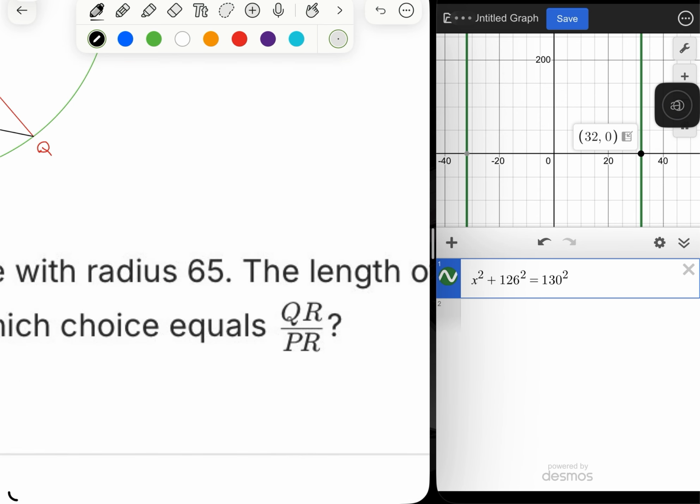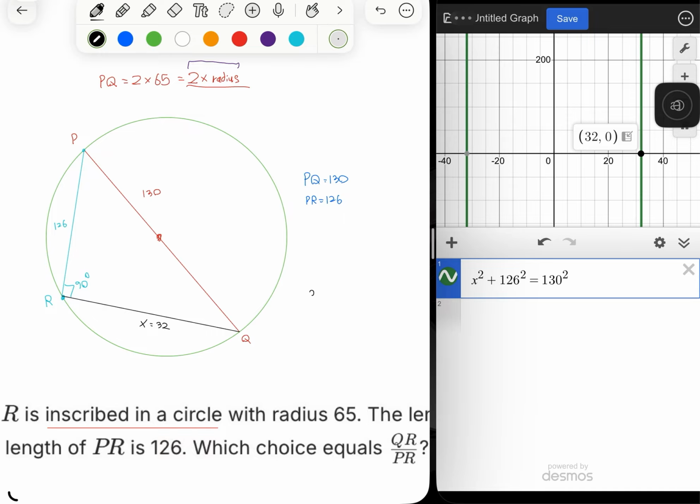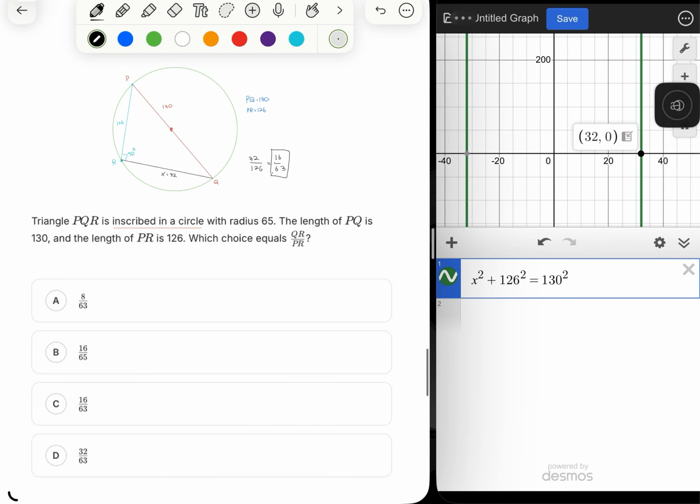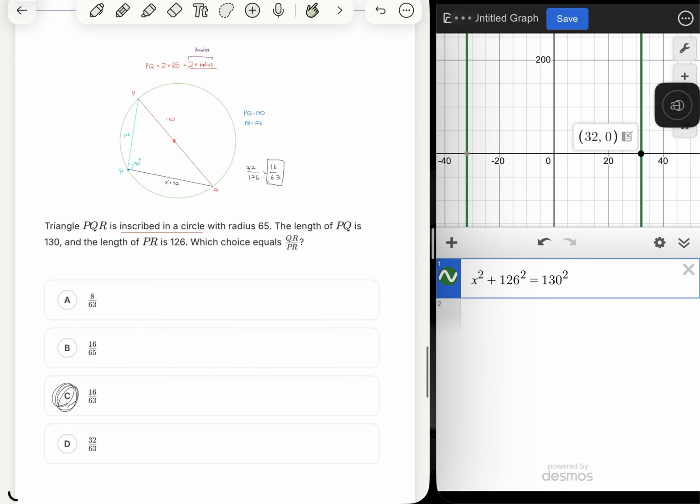So how do we find QR over PR? QR is 32, PR is 126. Simplify that, and you get 16 over 63, which gives you answer choice C as your answer. So the most important thing about this problem is to first recognize that PQ is actually the diameter of the circle. Once you do that, you also have to recognize that this is a right triangle, and you can solve for the missing side from there.